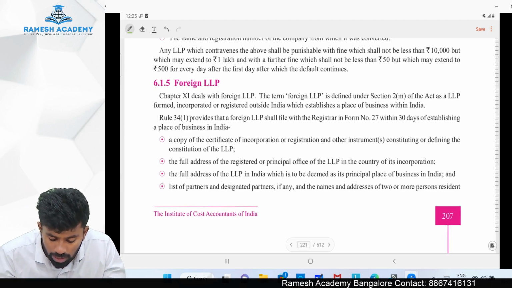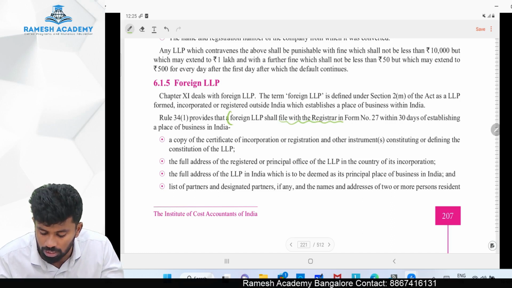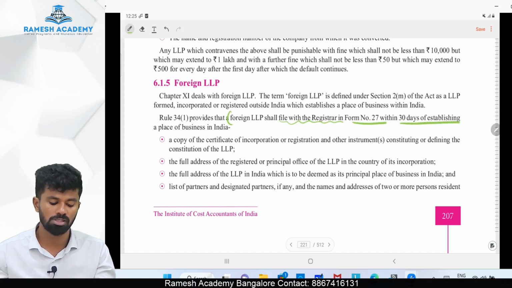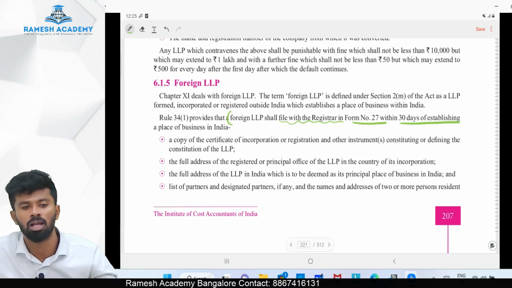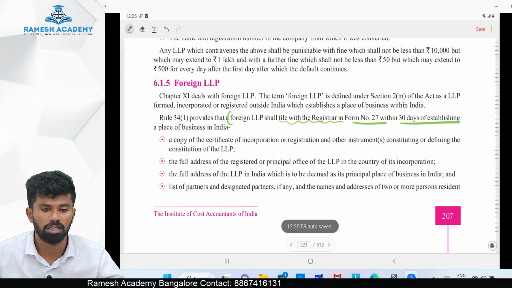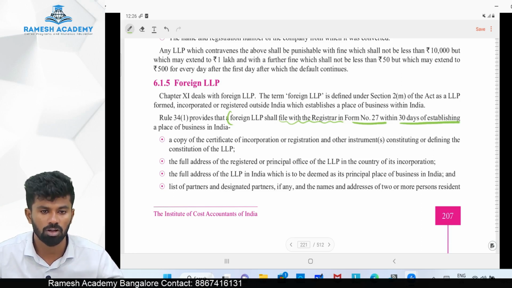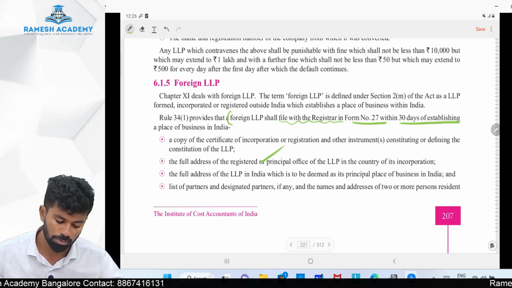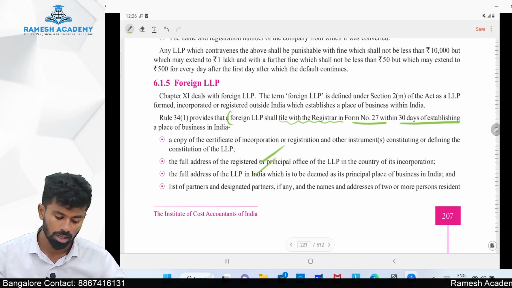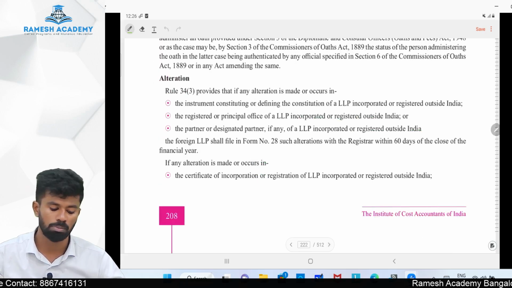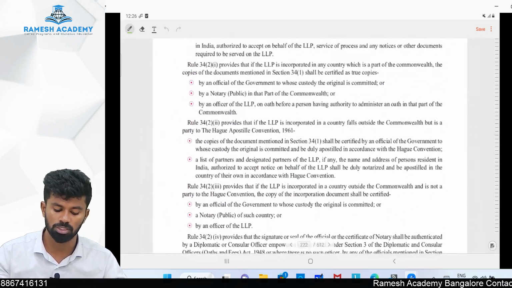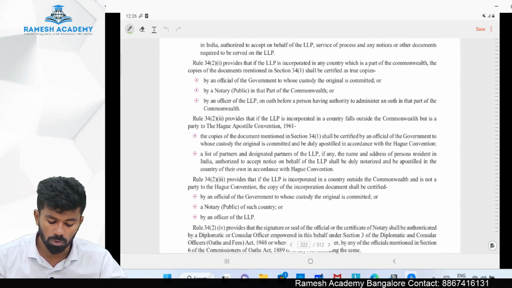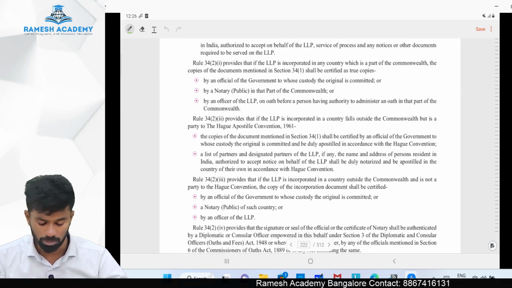So a foreign LLP shall file with the registrar in the form number 27 within how many days? 30 days of establishing a place of business in India. The moment it comes to India, within 30 days, they have to intimate to the ROC a copy of certificate of incorporation or registrations, address of registered or principal office of LLP, the full address of LLP in India, and list of partners and designated partners. All these things have to be intimated to whom? To the ROCs. Within how many days? 30 days. And the document shall be notarized by the notary public.